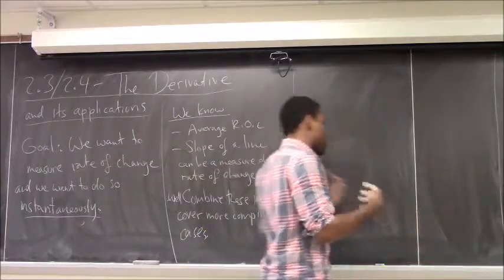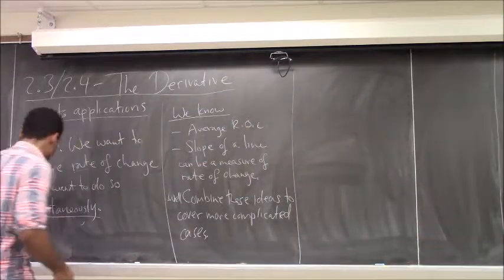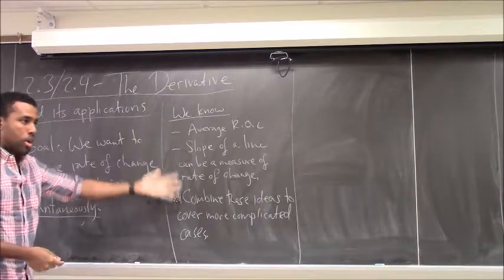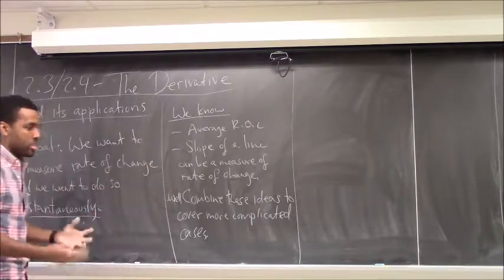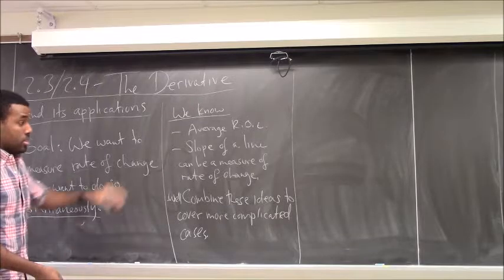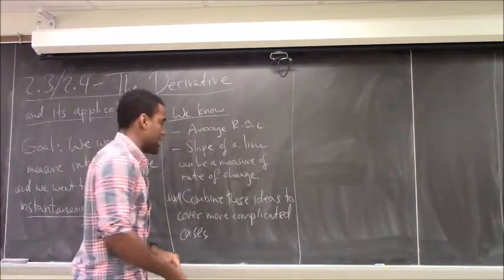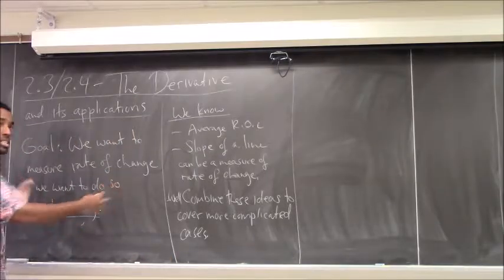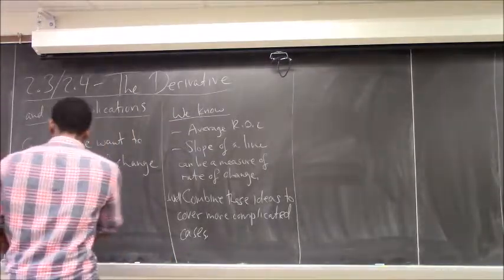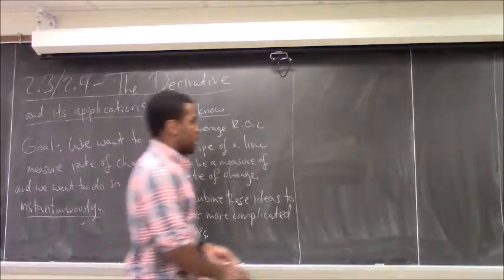So to get to a more complicated answer, we can use things that we already know about, things that deal with simpler cases, and we're going to kind of build on that. So that's what we're going to do here. So far we know these two ideas, and we're going to actually use those ideas to come up with a way to measure instantaneous rate of change. And so here's how that's going to look.